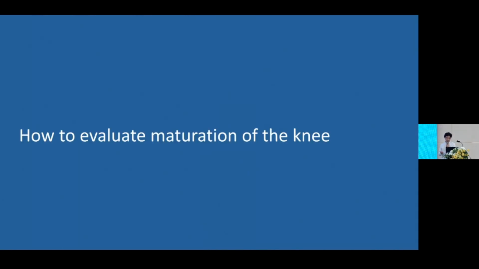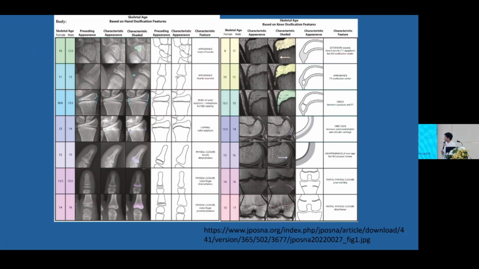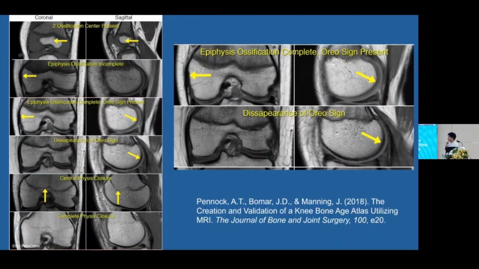The important thing is that we should evaluate the maturation of the knee, or the skeletal age of the patient. We can tell by history and physical examination or by radiology. By history or physical examination, we can use the chronological age, growth chart, and Tanner stage. In radiology, we can use a left hand PA film or an MRI of the knee to determine the patient's skeletal age too. The important sign is physis closure in the index distal phalanx. That means the physis in the knee is closed and allows you to do the ACL reconstruction through the physis, like adult ACL reconstruction.